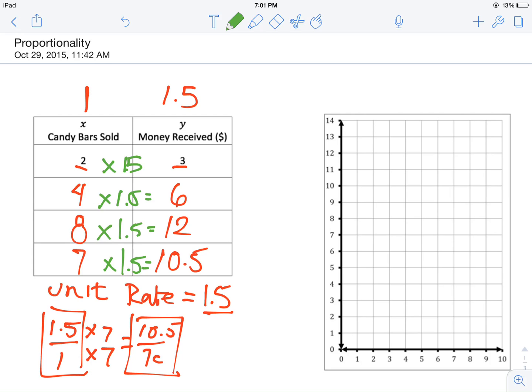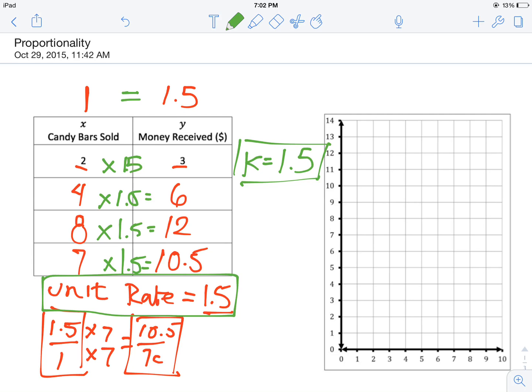So we see that this multiplier works for each of these, or we can say that it constantly works, and we call that the constant of proportionality. So our constant of proportionality is 1.5. That is the same as our unit rate. So those two terms are sort of interchangeable. We could say when x is 1, or when I sell 1 candy bar, it will cost the unit rate. It'll cost 1.5. We'll also see that 1 5/10 in here. Later on, we're going to see how to check for that, to see if things are proportional.